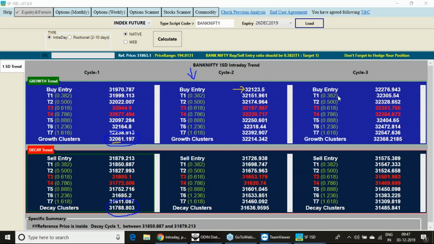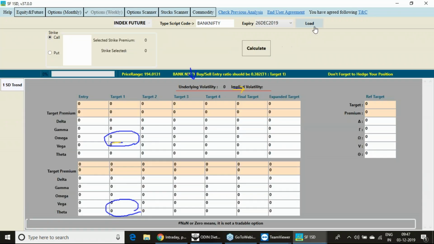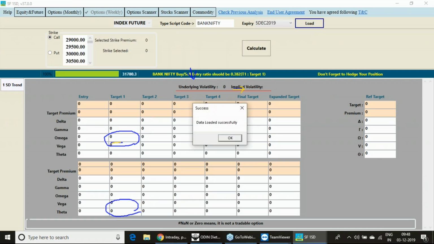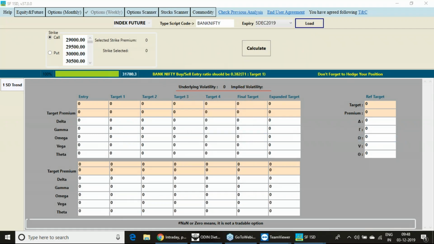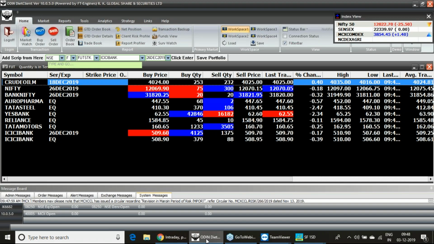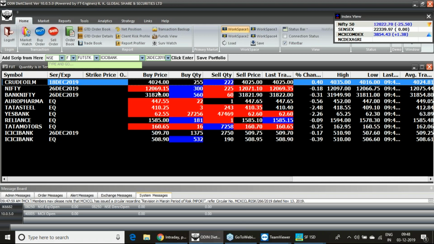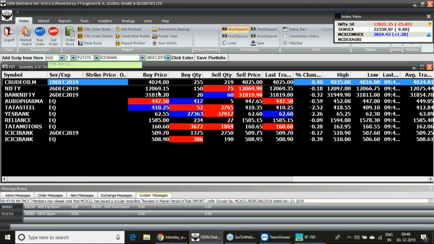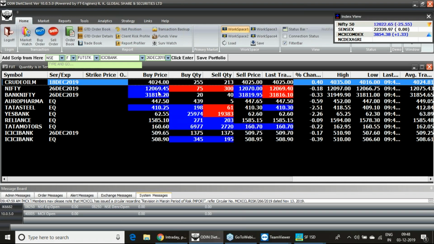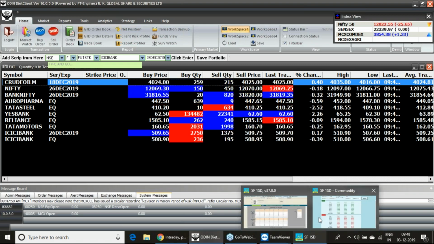Now we will move to the weekly options and the monthly options. So go for the weekly options. I'm just downloading the data. Now it is fetching the data perfectly. Bank Nifty, we have downloaded the data and it is at 31,780 spot level, 31,820. Nifty is at 12,069, so your Nifty first target is 12,045. Bank Nifty first target you have already seen.